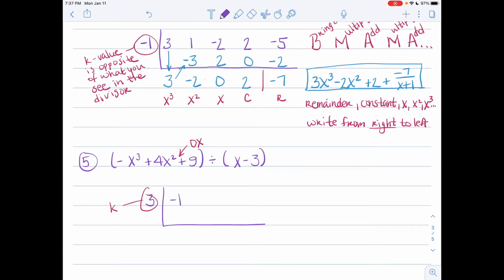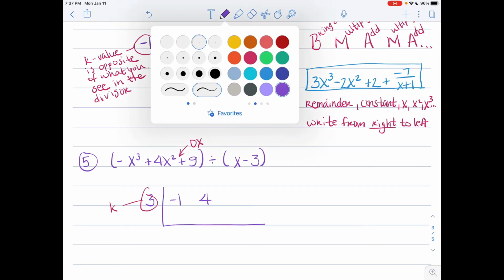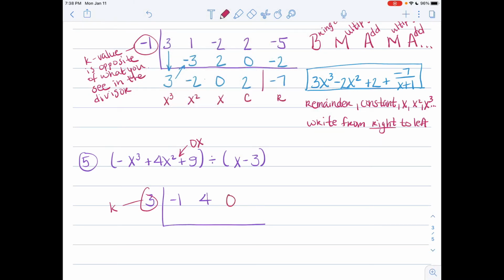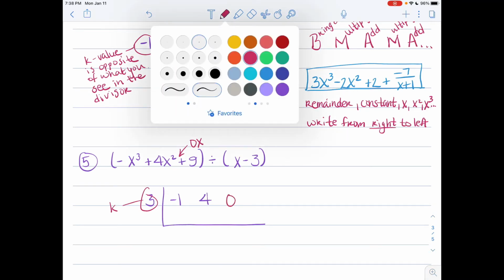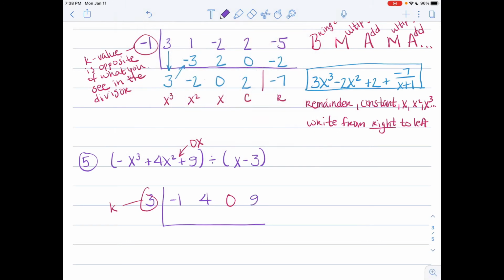I have a negative 1 in front of x to the third, followed by a 4. And then here's where I need to insert that 0. I'm making it a different color so it'll stand out to you. And then a 9. And we're going to do the same steps that we did in the last problem.